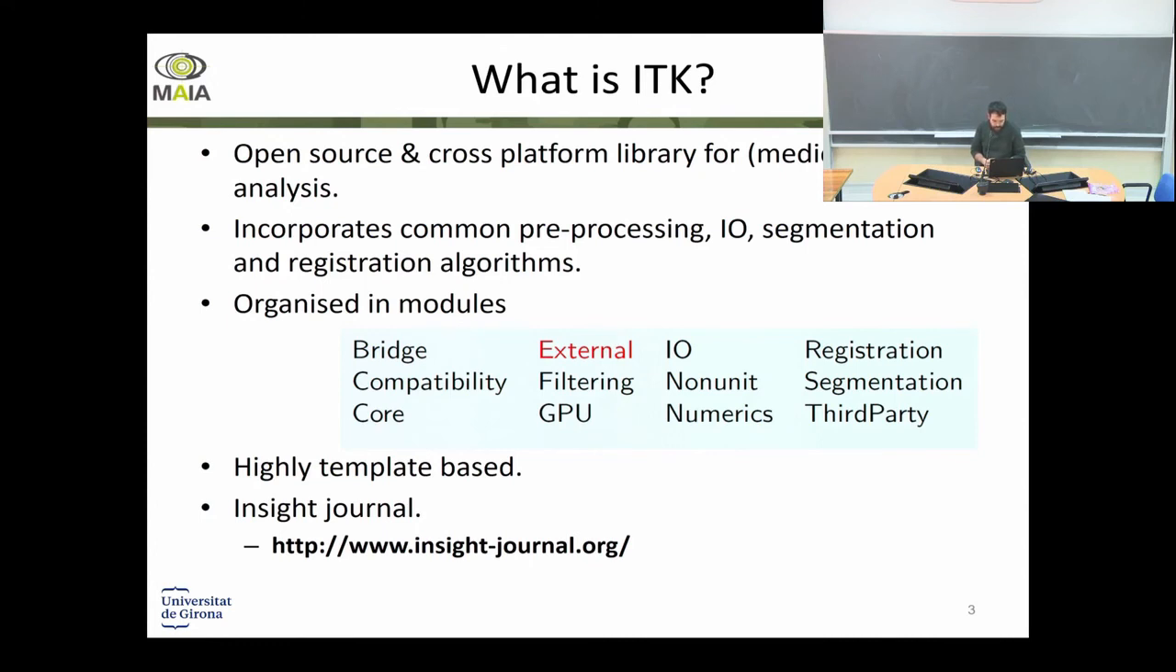Another thing is, ITK is organized in modules, so you'll see different kinds of modules. Inside each of the modules, there is a large number of methods, parameters, etc., that you can explore. It's also highly template-based, which means that it's very modular: you can have binary images, 2D images, 3D images, or float images, and you don't need different objects for that. You'll have the same object, but you just put a parameter saying this image is float, this image is int, this image is 2D, this is 3D, etc.